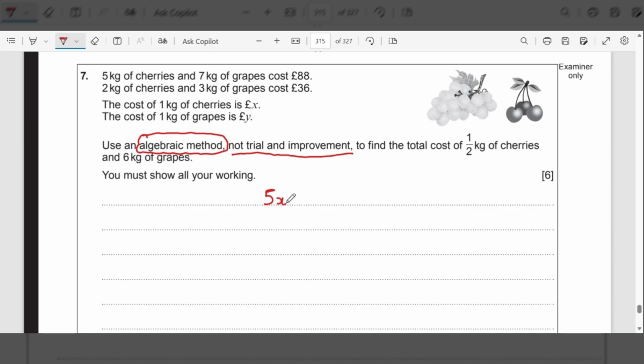5 of these. It even said make cherries x, make grapes y. So you're right, all right, well, 5 of those plus 7 of those equals that. And 2 of those plus 3 of those equals that. Right. Make the y's the same. Times that by 3, times that by 7. It's going to take a while because the numbers are huge without a calculator, particularly that.